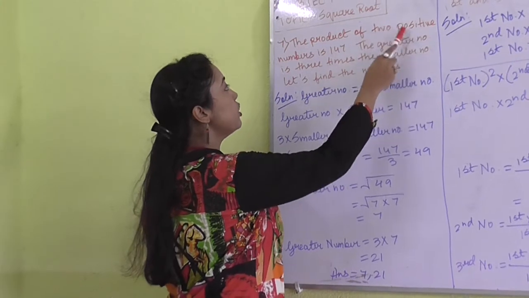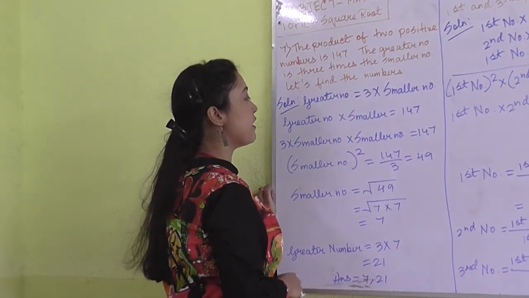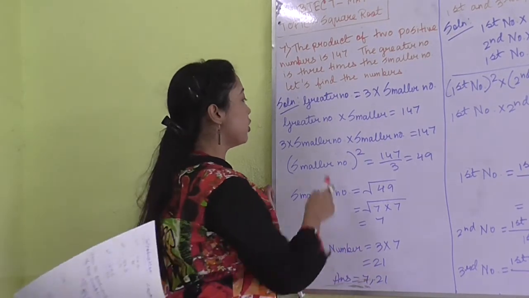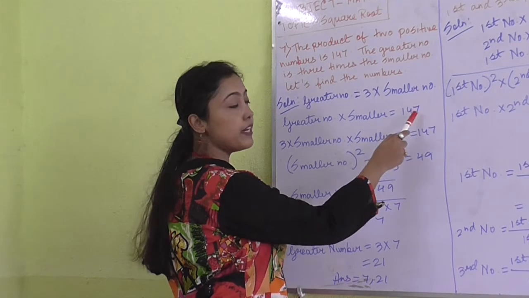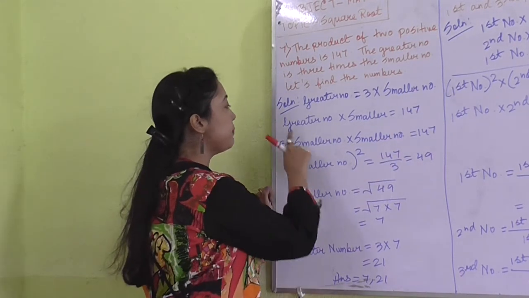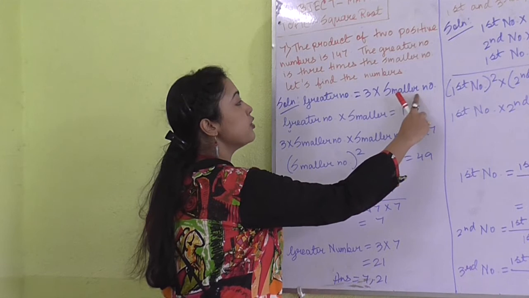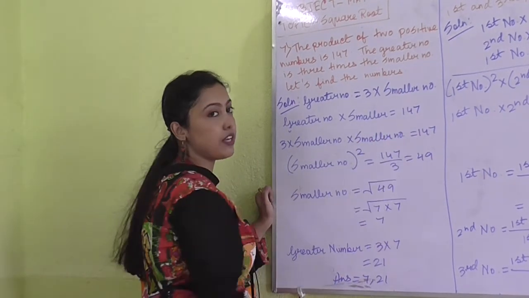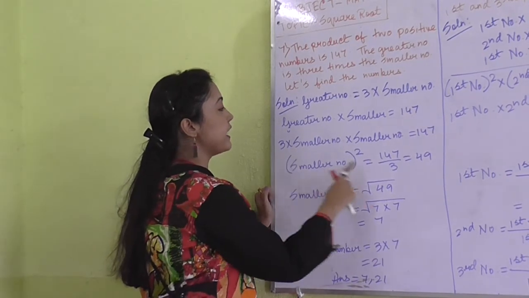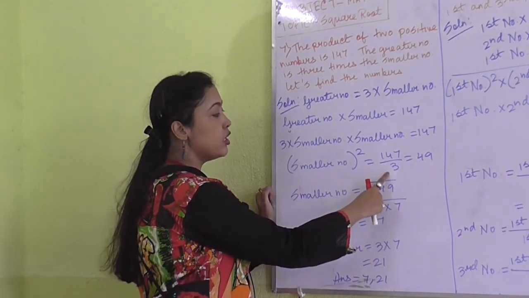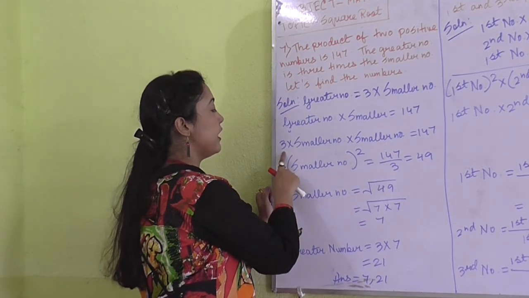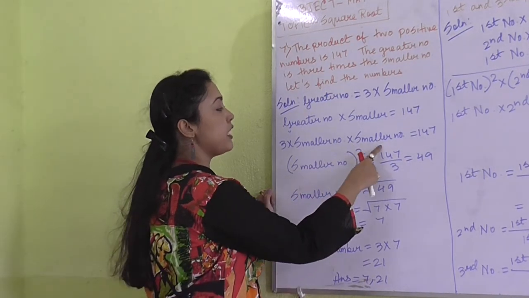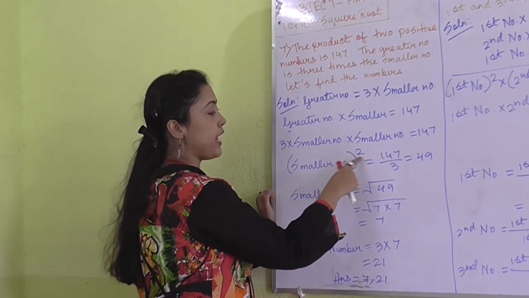Now the product of two positive numbers is 147. So the product of the greater number into the smaller number is 147. Now in place of the greater number we write 3 into the smaller number, into this smaller number, and it is 147. Now this 3 we take to the right hand side, so it will be in division form. Here it is in multiplied form and there it will be in division form. Now smaller number into smaller number is the smaller number square.